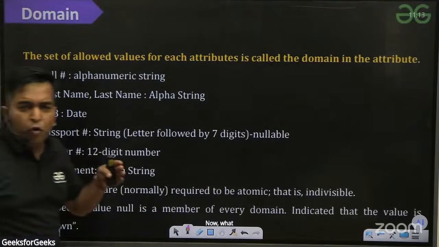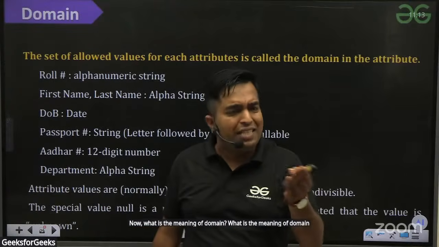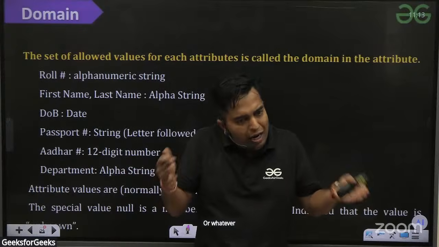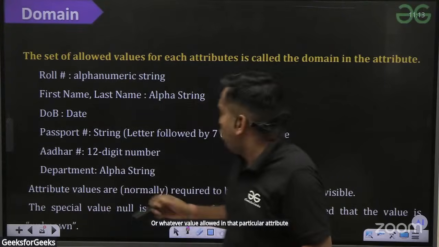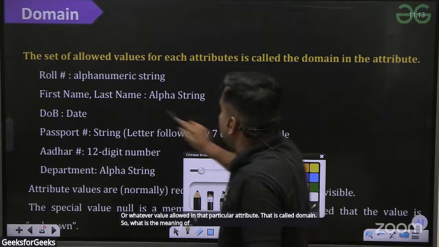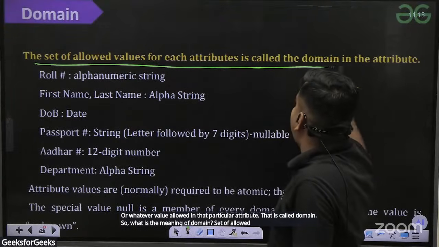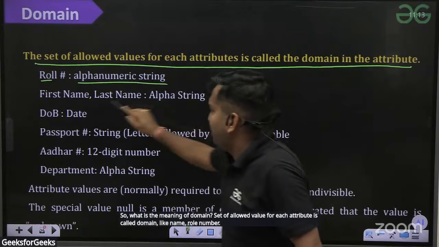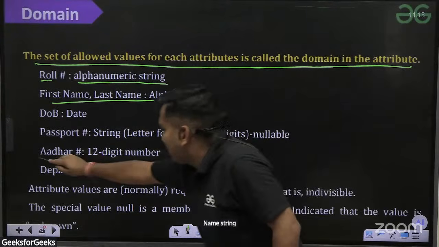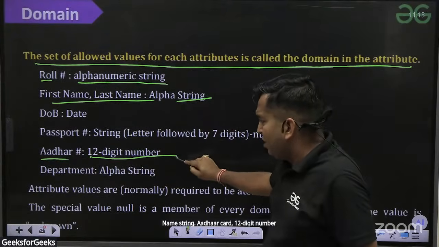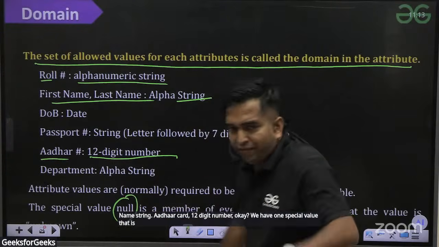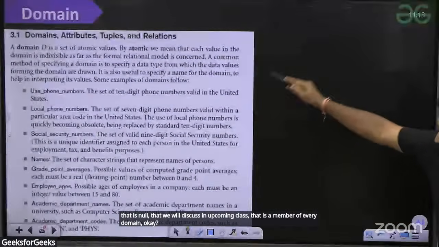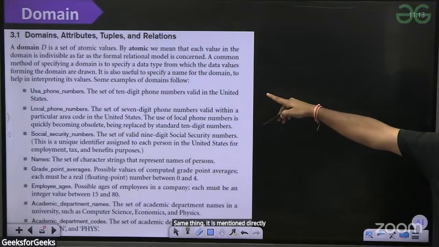Now, what is the meaning of domain? You can say data type, or whatever values are allowed in that particular attribute. That is called domain. So the set of allowed values for each attribute is called domain. Like roll number, an alphanumeric string; name, string; Aadhaar card, 12-digit number. We have one special value, null, that we will discuss in an upcoming class. It is a member of every domain. The same thing is mentioned directly in the Navathe book.